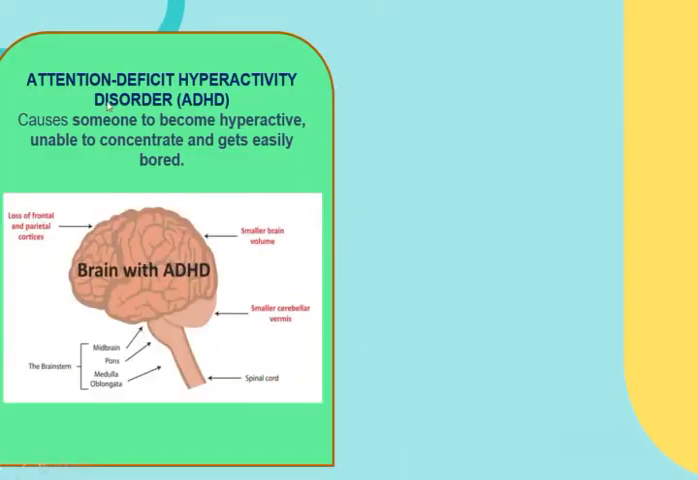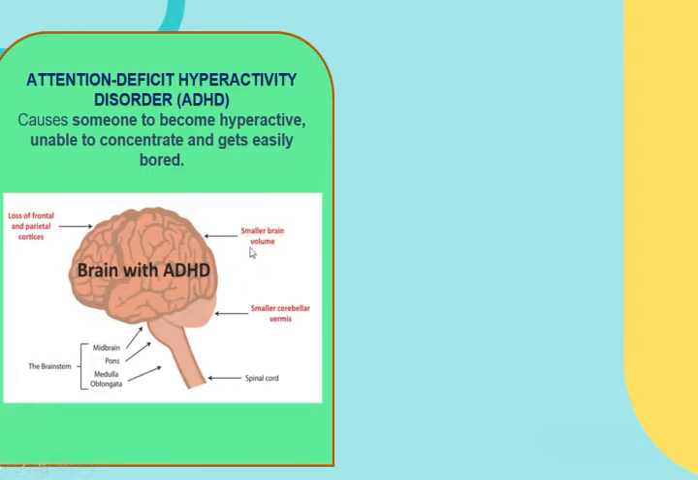Next we go to attention deficit hyperactivity disorder, ADHD. It causes someone to become hyperactive, unable to concentrate, and get easily bored. That is attention deficit hyperactivity disorder. This person becomes hyperactive, unable to concentrate, and gets easily bored. So what happened here? Let's take a look at the brain with ADHD.